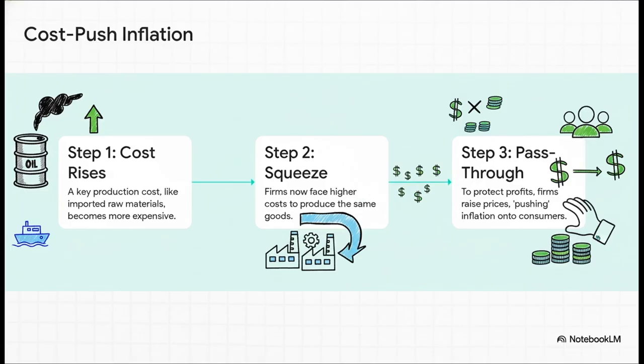So, step 3, what do they do to protect their profits? They pass that extra cost on to us, the consumer, in the form of higher prices. They are pushing their higher costs onto us.